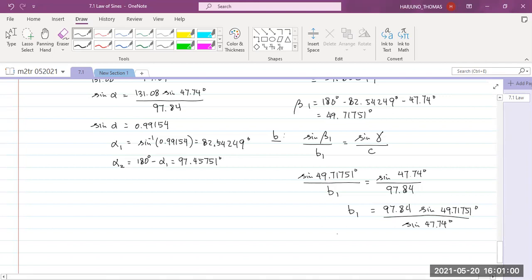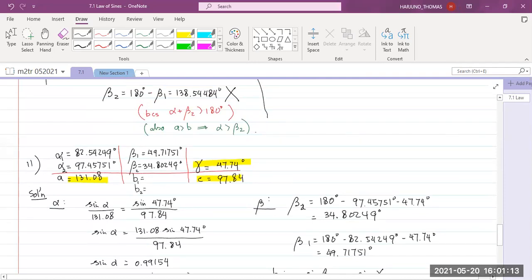I get 100 something. So B1 is 100.84952.